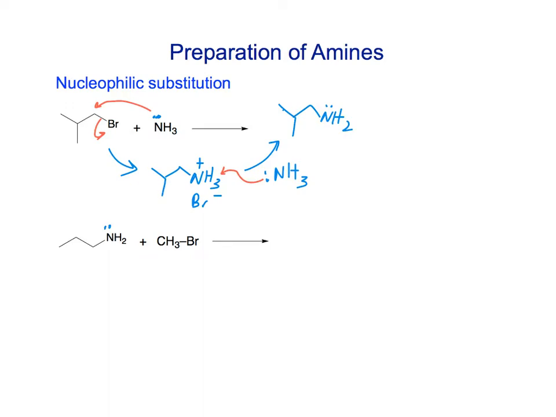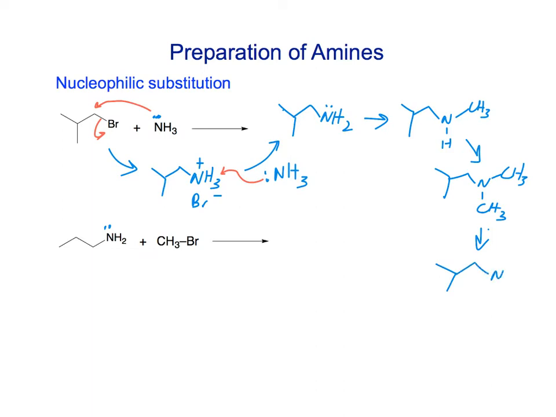Yeah, the reaction could just happen over again, right? Because we have our primary amine now, which still has a non-bonding pair of electrons, so it could go again to put a methyl group there. It could go again to give us our tertiary amine, and in fact, it could go again to form the quaternary ammonium ion.